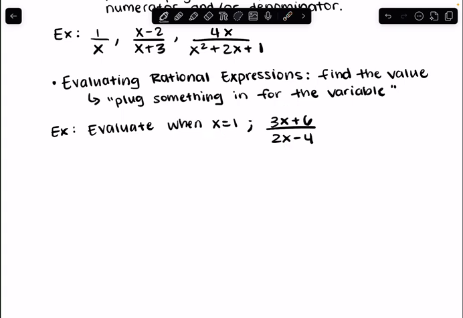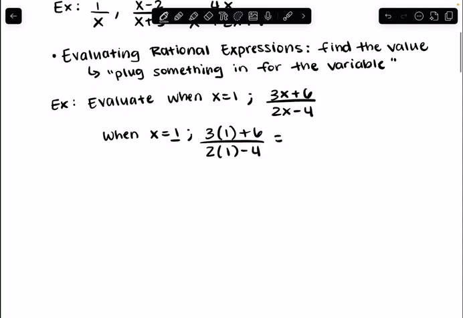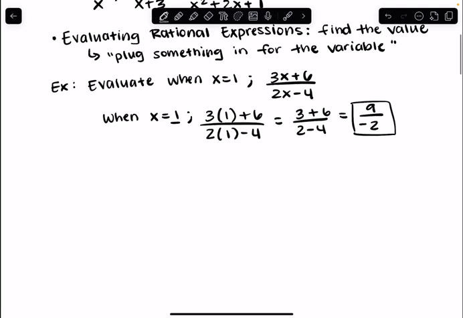So to show your work for this part, when x equals 1, all you're doing is you're going to replace your x with this value right here. So 3 times 1 plus 6 over 2 times 1 minus 4. Again, you're just plugging the numbers in. And then you just simplify. So 3 times 1 is 3 plus 6 over 2 times 1, which is 2 minus 4. Continuing to simplify this fraction, 3 plus 6 is 9. 2 minus 4 is negative 2. And that is the value that you get when you plug in or evaluate x equals 1.